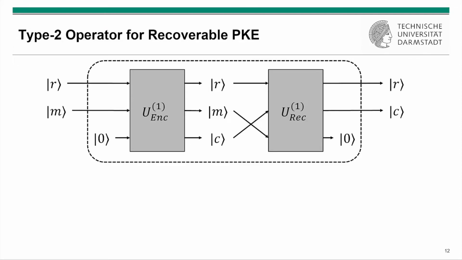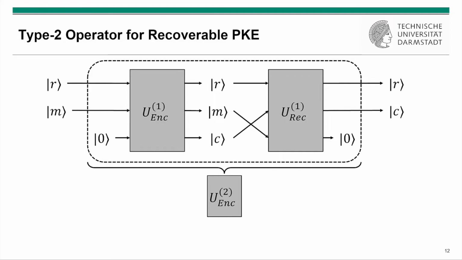And now we use the type 1 recover algorithm with the randomness, the ciphertext, and the message, which means it will output the randomness and the ciphertext, and then XORs to the message the output of the recover algorithm, which will be the message. So this gives us the 0 for the output. And again, this dashed box here gives us the type 2 operator for recoverable PKE schemes.